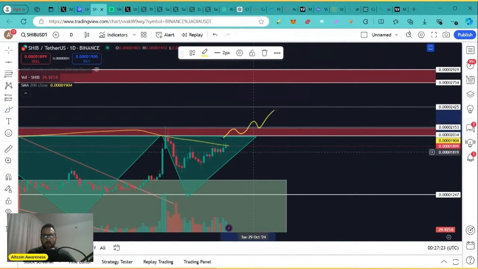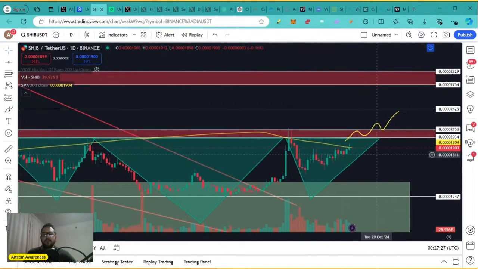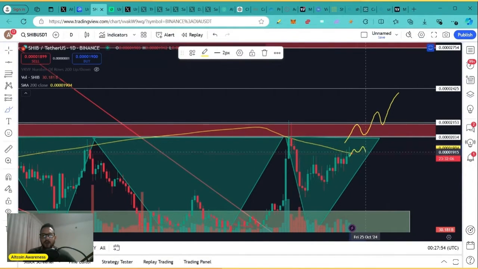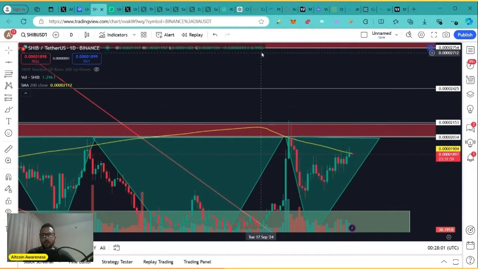But what needs to happen first, before we break above this very important psychological key level of resistance, is we need to break above the 200 simple moving average, the 200 daily SMA. As you see here, it seems that we are about to get rejected. But what needs to happen is we need to break above this, maybe get a retest and start bouncing above it. That's going to be really bullish for Shiba Inu, guys. It's going to happen soon.